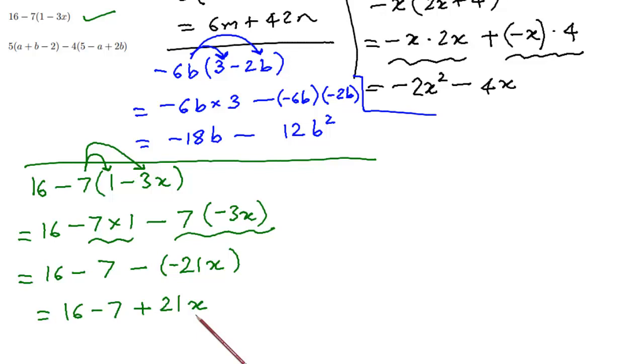But is it simplified? No, it is not simplified because this is x, but these two are constants. So we can actually add or subtract the constants, the same terms. So what is 16 minus 7? 16 minus 7 is 9 plus 21x. But please don't add 9 and 21 and write 30x because this is the simplified form. So let's do this one.